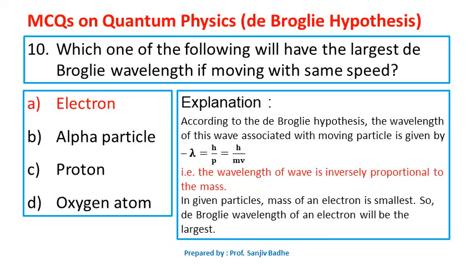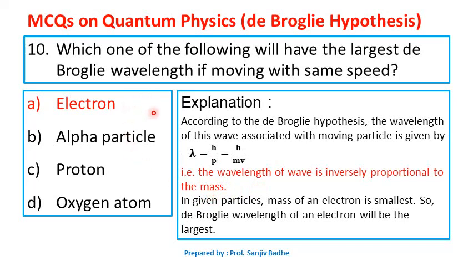We can answer this question with the help of de Broglie hypothesis. According to de Broglie hypothesis, the wavelength of the wave associated with a moving particle is given by lambda is equal to h upon p, where p is momentum, and therefore we can write lambda is equal to h upon mv. So from this relation we can see the wavelength of the wave is inversely proportional to the mass.